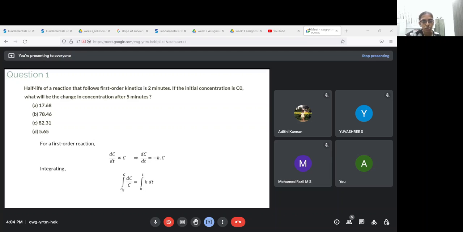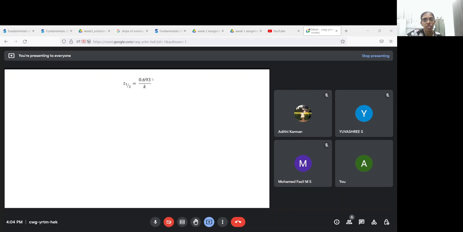If we integrate from C naught, the initial concentration, to C, the concentration at any particular time t, and the time from 0 to t, we get ln C by C naught is equal to minus K into t. So how do you find out the half-life of the reaction from this equation? Substitute C equal to C naught by 2. Yeah. So when you substitute C equal to C naught by 2, you will get the half-life to be 0.693 divided by K, where K is the rate constant.